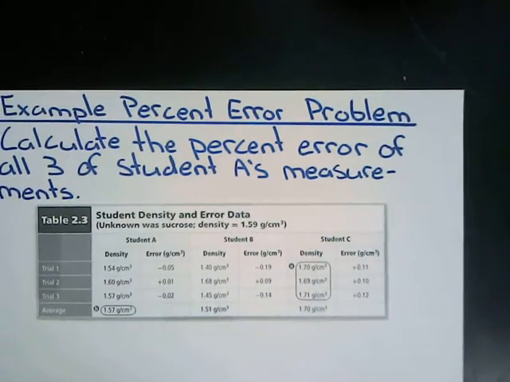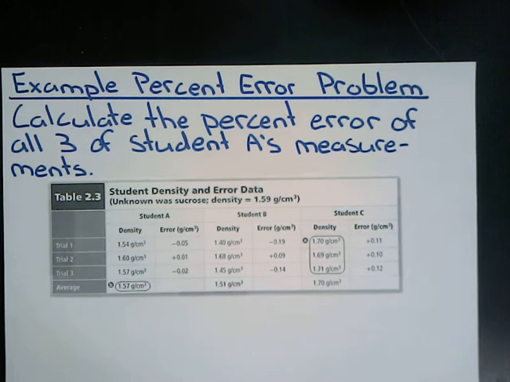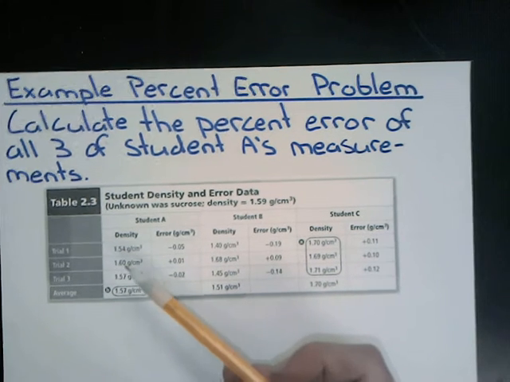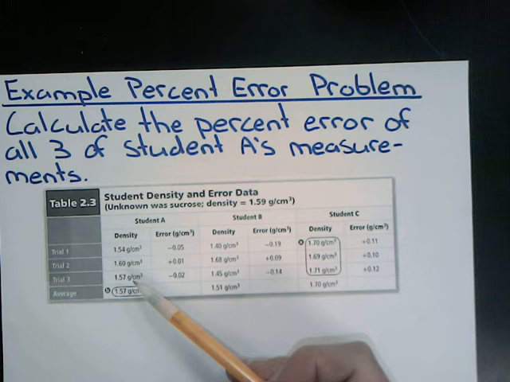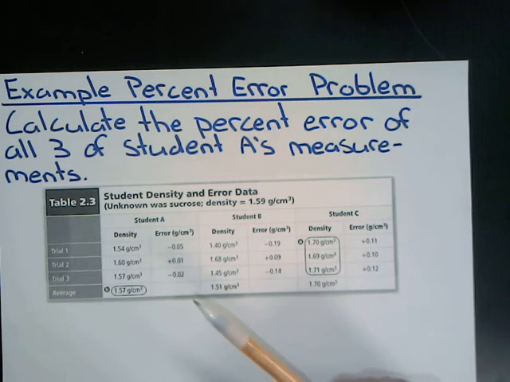Okay, so right here it says calculate the percent error of all three of student A's measurements in this table below. So student A took 3 measurements in trials 1, 2, and 3, and they had the percent error already given to us. So the first thing that I want to identify is our percent error formula that we're going to use throughout the entire problem here, as follows.